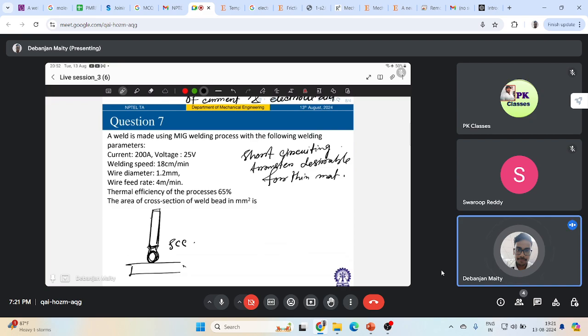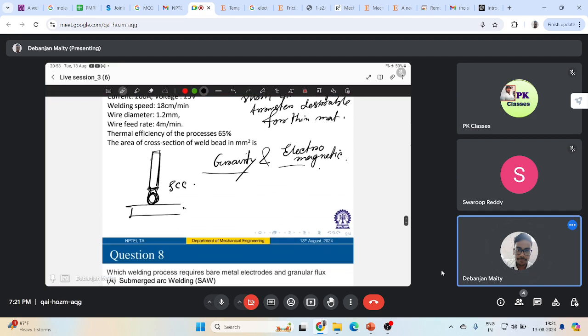Now, what are the forces which will govern globular transfer? Mostly gravity and electromagnetic. So these are different forces, right, which are the primary reason for separation of a droplet. So if we try to figure out in terms of a free body diagram, what are the different forces which will be acting on a metal droplet.